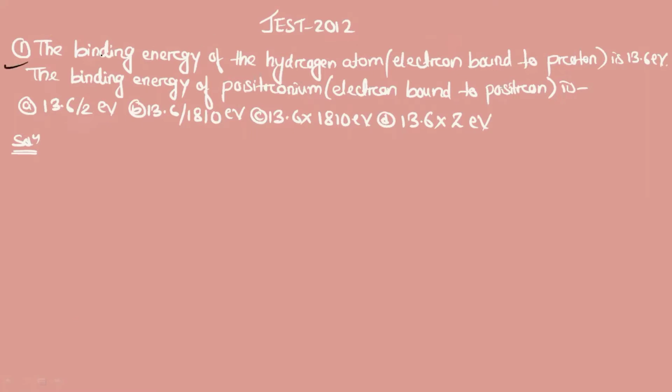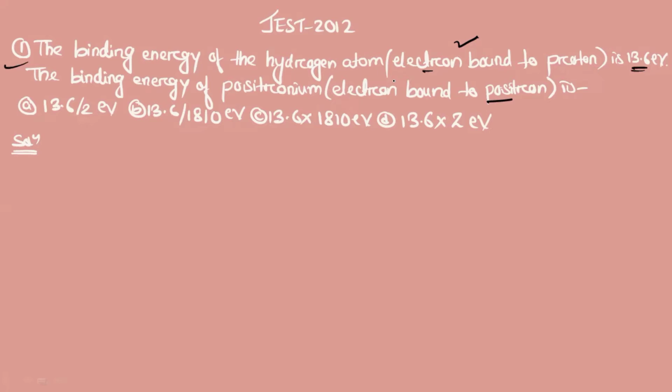Here the first question is: the binding energy of the hydrogen atom, when the electron is bound to a proton, is 13.6 electron volt. Then what will be the binding energy of positronium, that means when the electron is bound to a positron? So here the binding energy of the hydrogen atom is given. We know in the hydrogen atom, the electron is bound to a proton. So you will have to find the binding energy of the positronium.